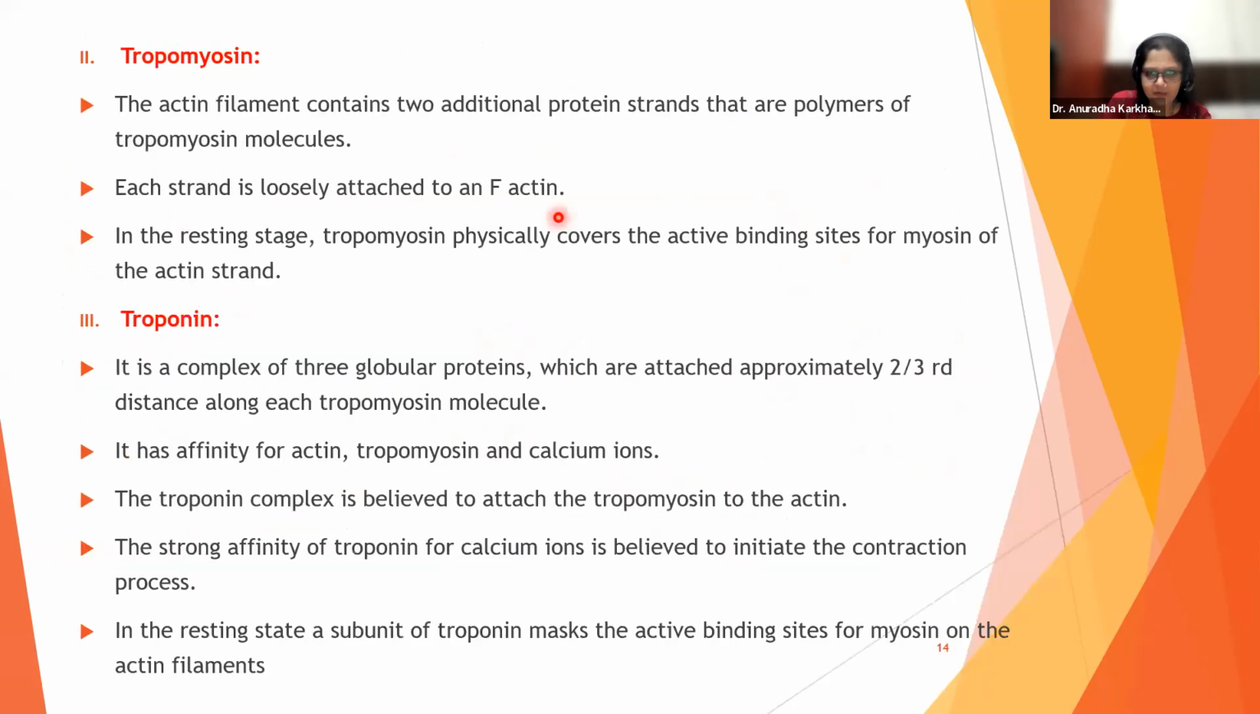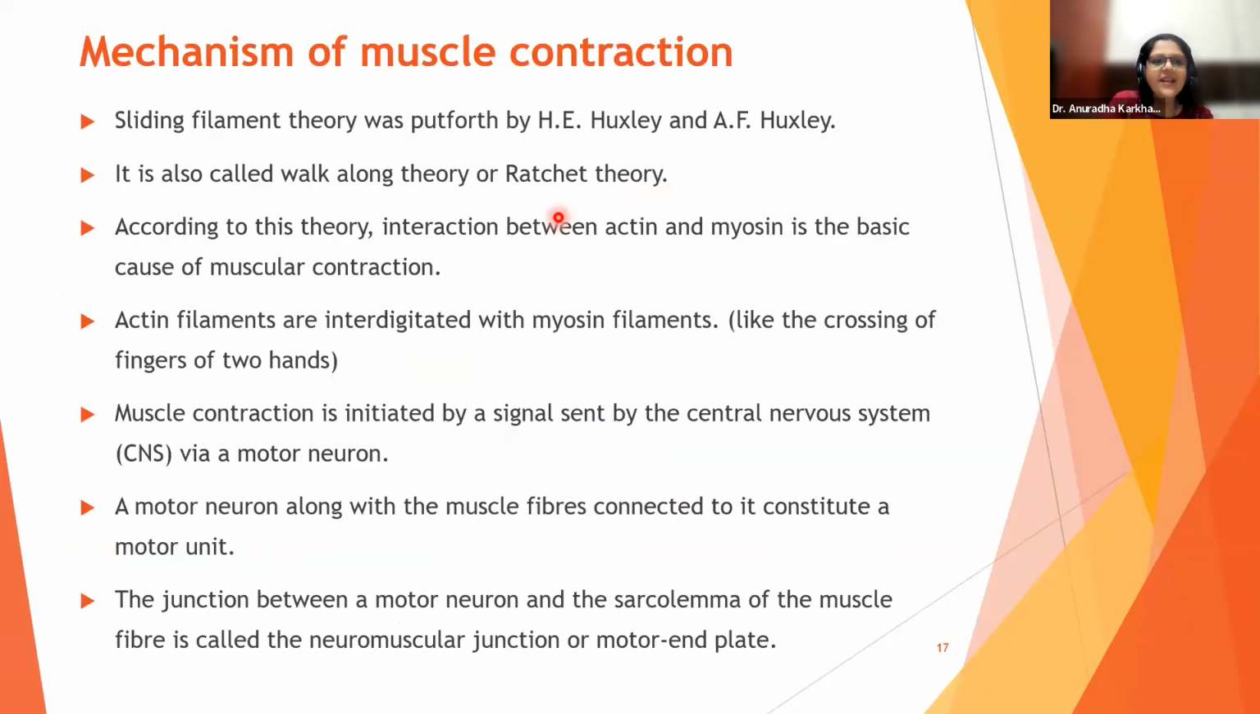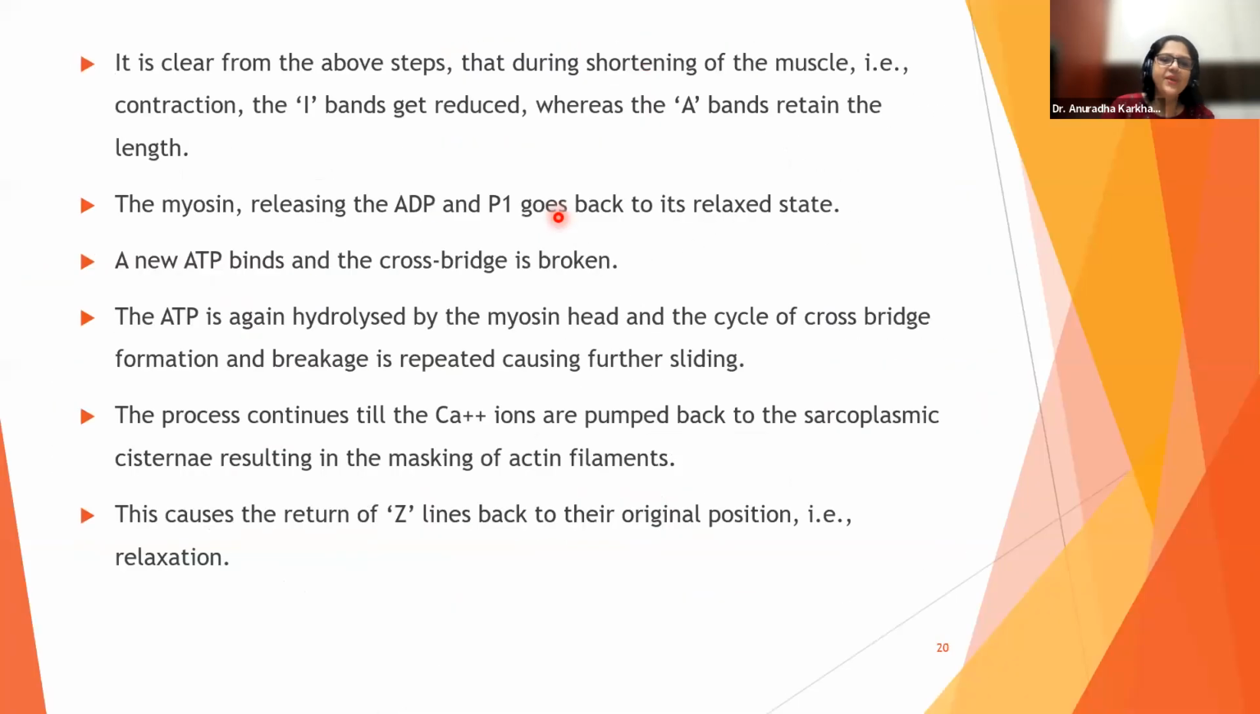So after seeing this diagram, it will become a bit easier. That is why I am coming back to the diagrams. The myosin, releasing the ADP and IP, it is not P1, it is IP or inorganic phosphate, goes back to its relaxed state. Someone was asking me how relaxation will happen. So the myosin, after releasing the adenosine diphosphate and inorganic phosphate, goes back to its relaxed state so that it can combine with another ATP to break it down and bring about hydrolysis.